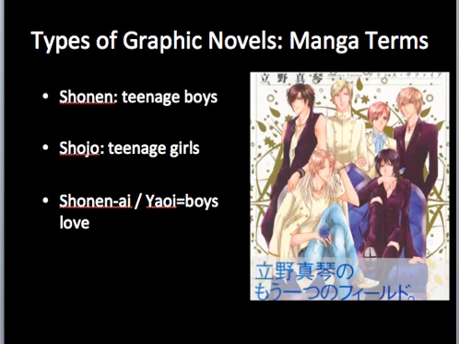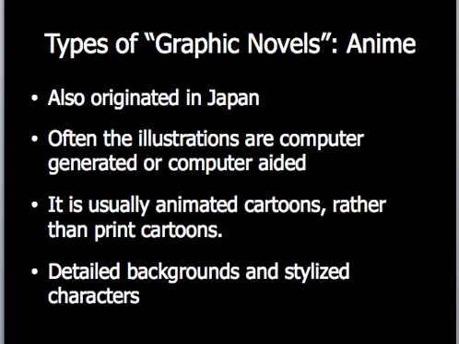Types of graphic novels: manga terms. So they have various themes that go throughout manga. I'm not going to try to pronounce these because I know that I will just murder them. But these are various terminologies that come from the manga world. So anime, that's Japan. The illustrations are often computer generated, usually animated cartoons rather than print cartoons, with detailed backgrounds. So manga is Mandarin, China, and anime is Japan.